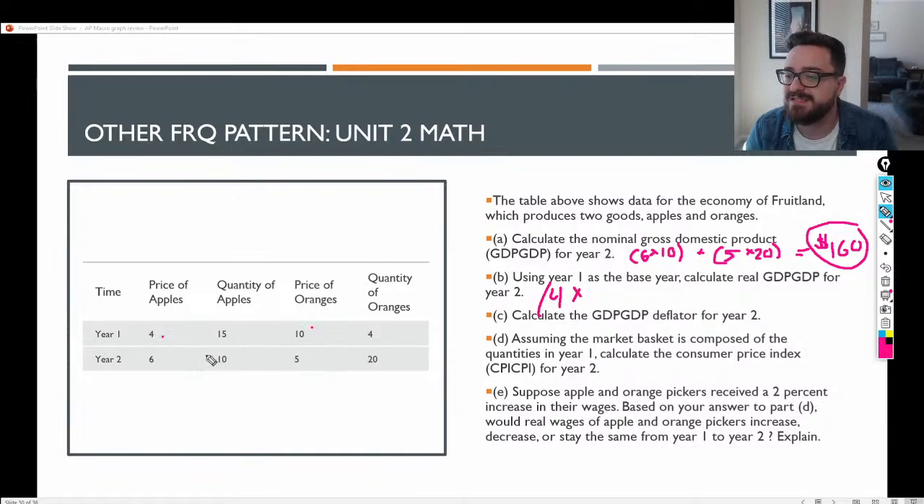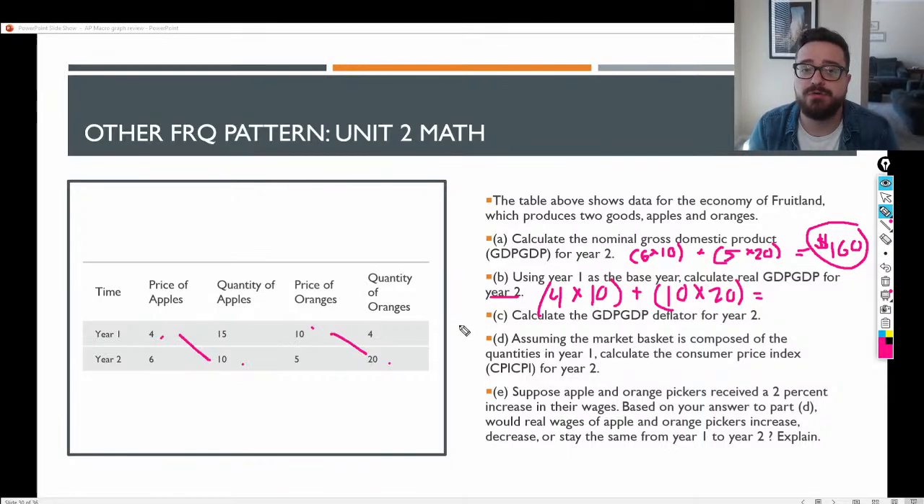4 times 10 and 10 times 20. Why did you do that, Mr. McRitchie? Because I'm using year 2's production, the quantities, and my base year's prices to measure, okay, how much more in value did they produce going from year 1 to year 2? Using year 1 as the value that I'm framing it around, they actually produced $240 worth of value. So they produced a heck of a lot more.